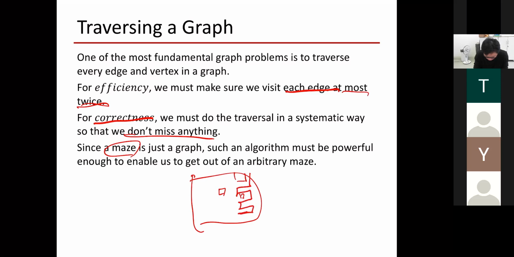Oh, wrong, then come back. Wrong, come back. Oh, correct. It's something like this, a maze. So a maze is just a graph. Such an algorithm must be powerful enough to enable us to get out of an arbitrary maze.